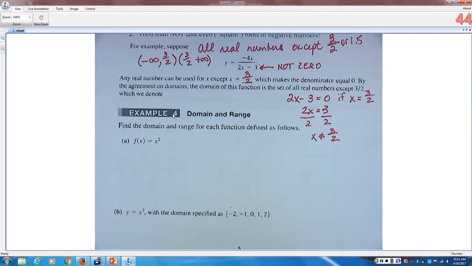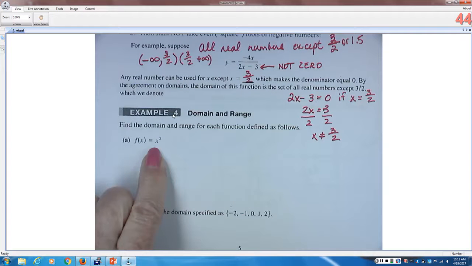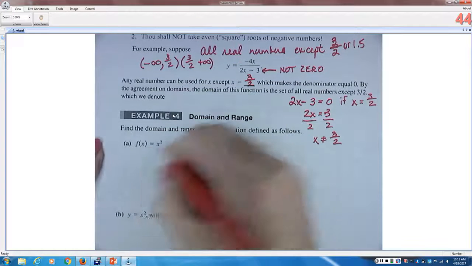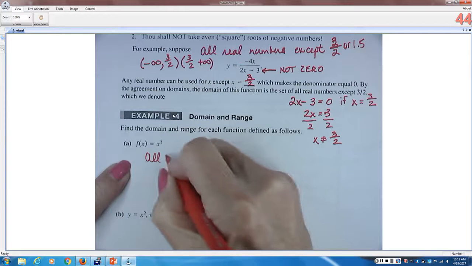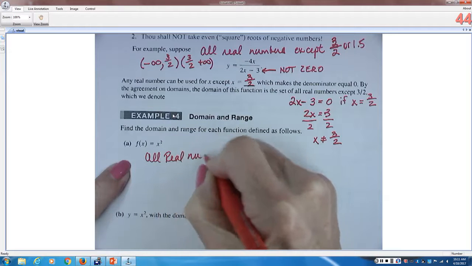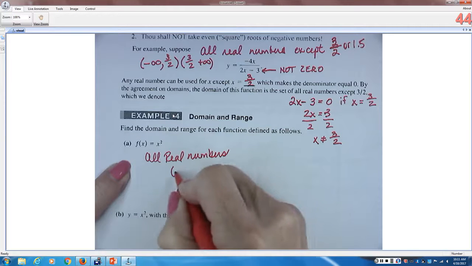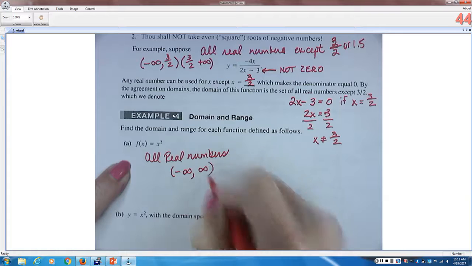So the domain for f of x equals x squared, am I ever going to divide by 0? When you square something, are you ever dividing? No. Am I taking a square root or a fourth root? No. I'm squaring that number. So I can put any number in there that I want to. So the domain here is all real numbers. Or more simply, -infinity to infinity.